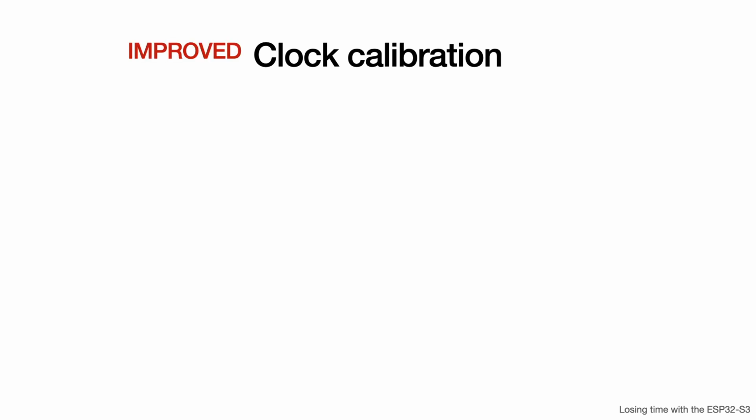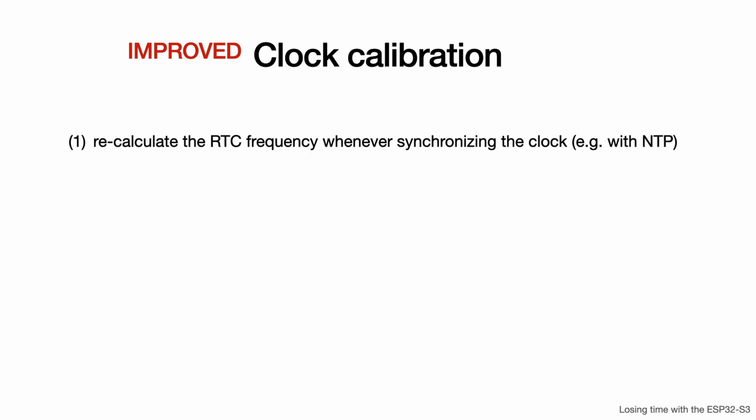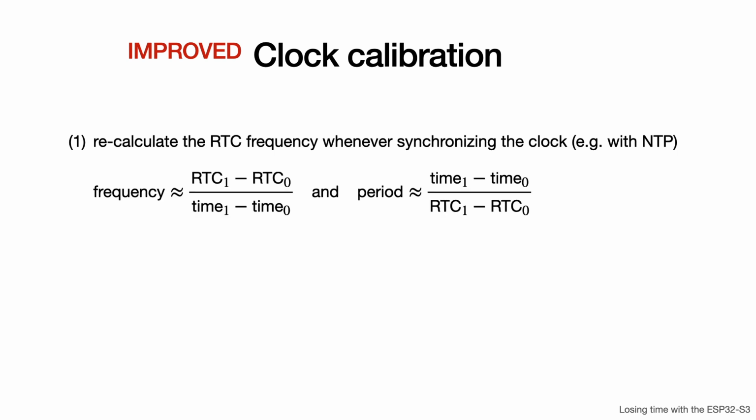The clock calibration routine, however, is quite easy to improve upon. Just recalculate the RTC frequency whenever you synchronize the clock with NTP. The frequency is simply the difference in RTC cycles divided by the difference in time. Or in other words, the period is the difference in time divided by the difference in RTC cycles. You then need to store the period in an internal register in the correct fixed point format.